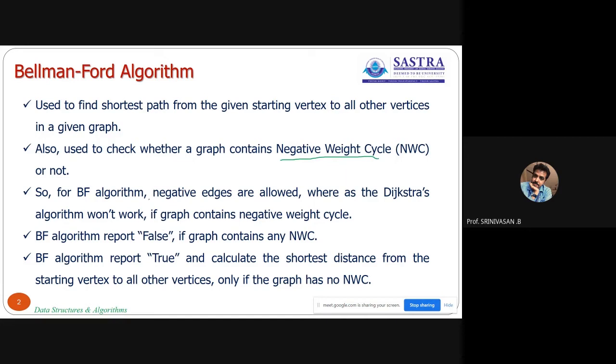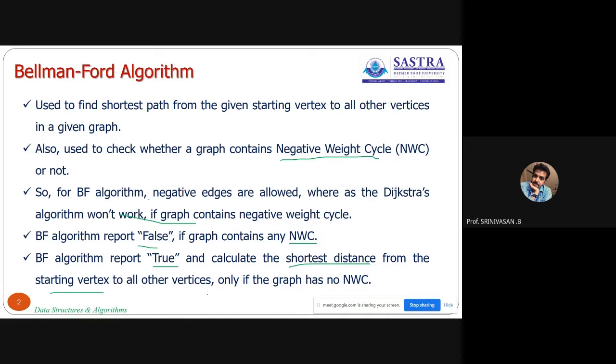Here we will discuss it so you can understand what that is. Bellman Ford can be applied even if the graph contains negative edges, whereas the Dijkstra algorithm won't work if the graph contains a negative weight cycle. So Bellman Ford reports false if the graph contains any negative weight cycle. If there is no negative weight cycle, it returns true along with the shortest distance from the starting vertex to all other vertices. So it is also finding the shortest distance from the start to all other nodes.